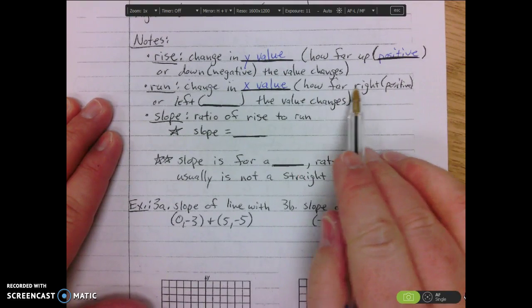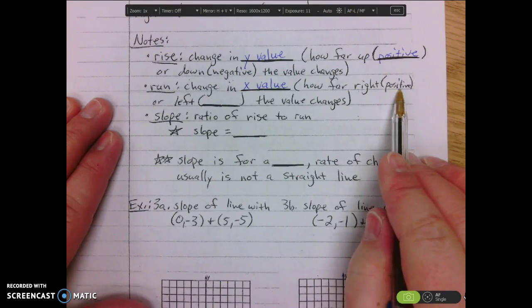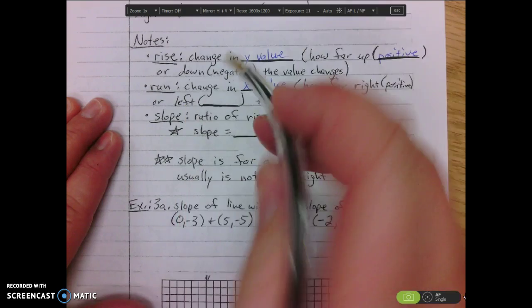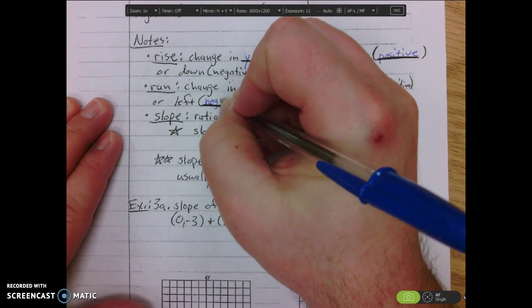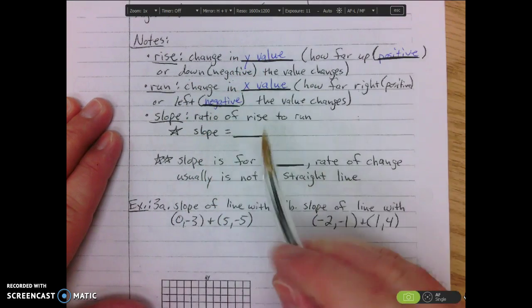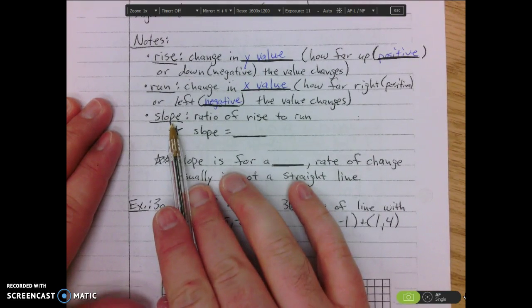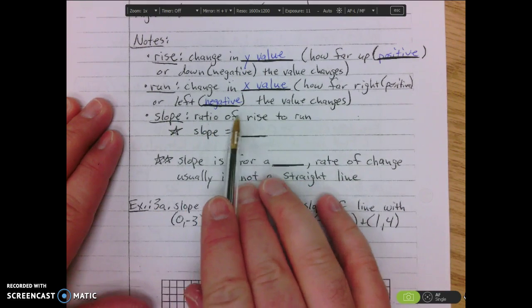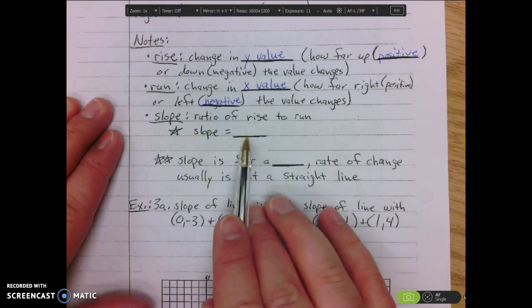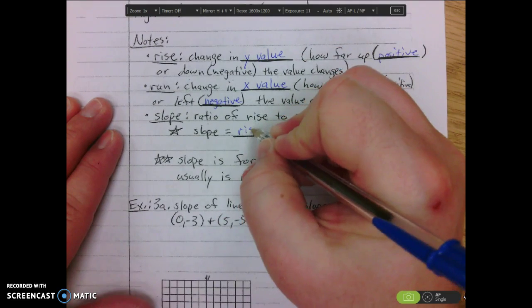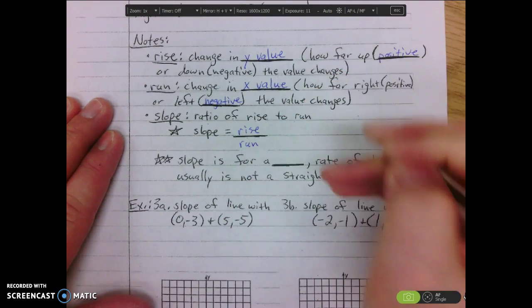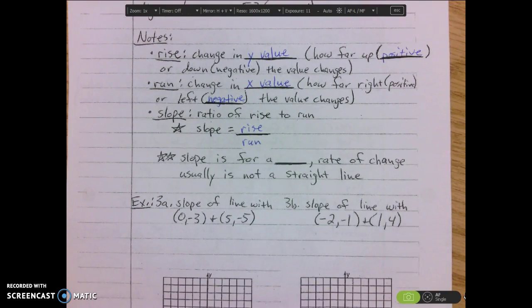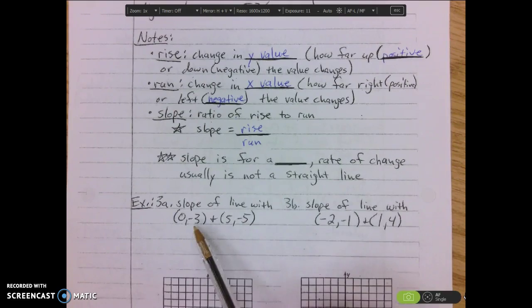If you're going to the right, that would be a positive change in your x value. If you're counting to the left, that would be a negative change in your x value. And again, slope, just like rate of change, is a ratio of the rise to the run. So it's a ratio, so a fraction of rise over run. So to find the slope, we just plug in the points, and then we can actually graph and figure it out.